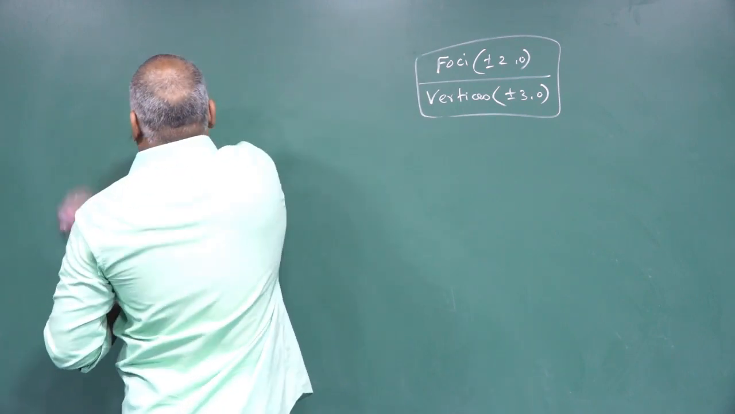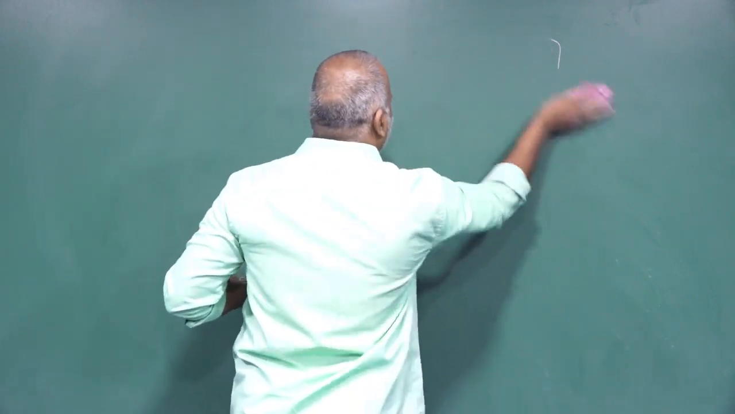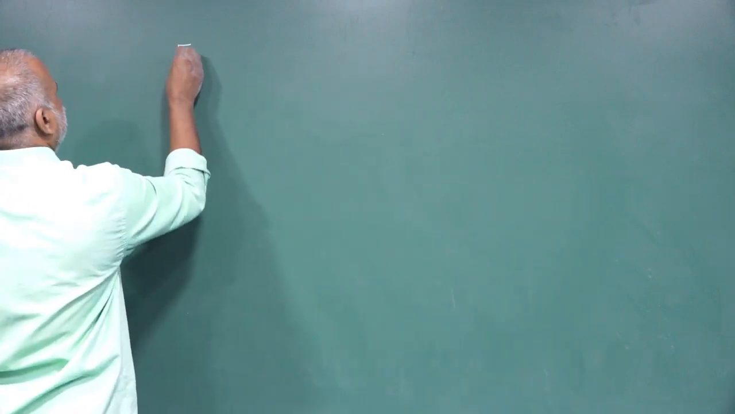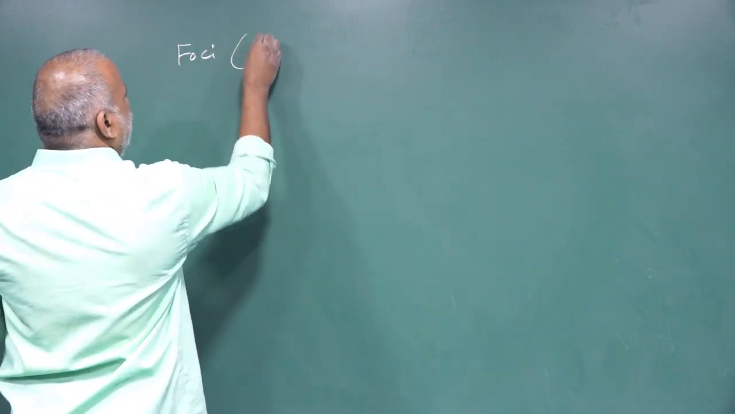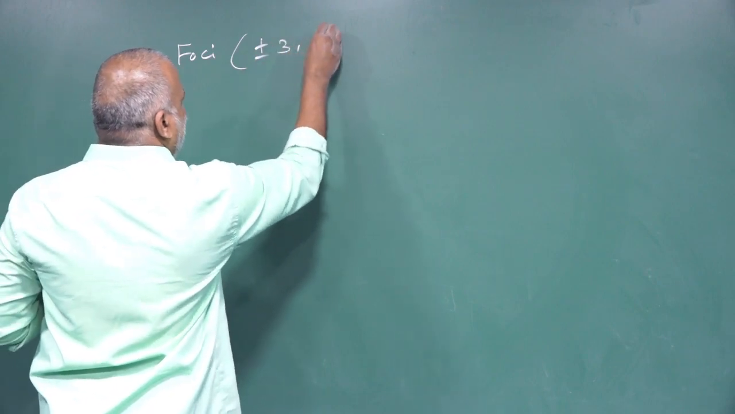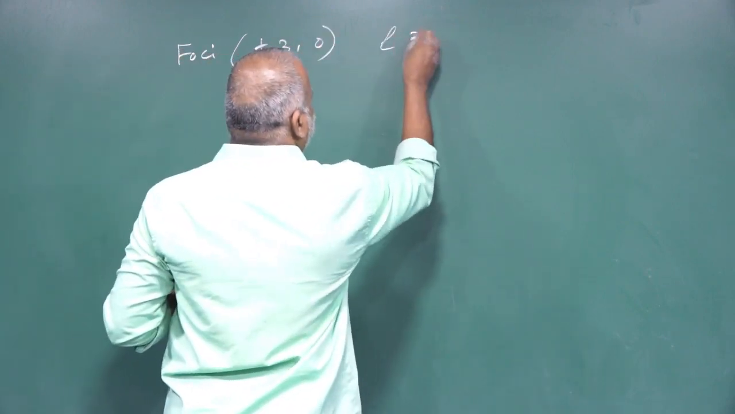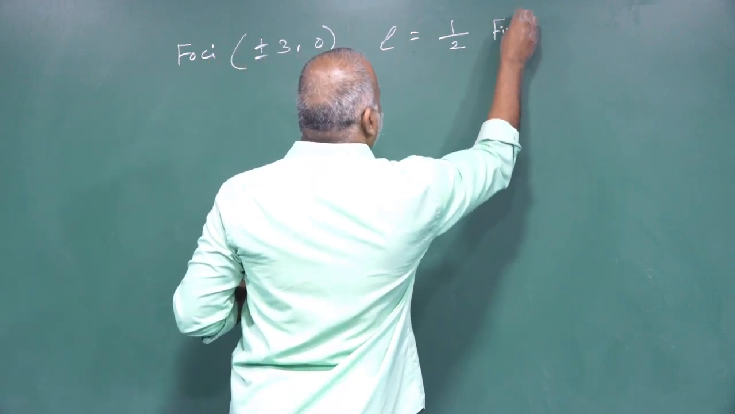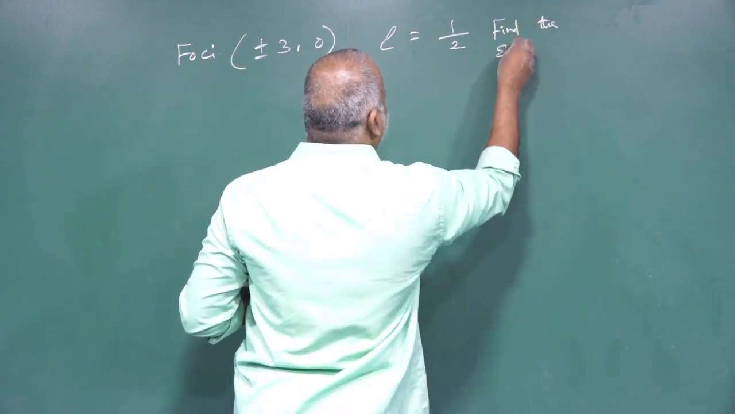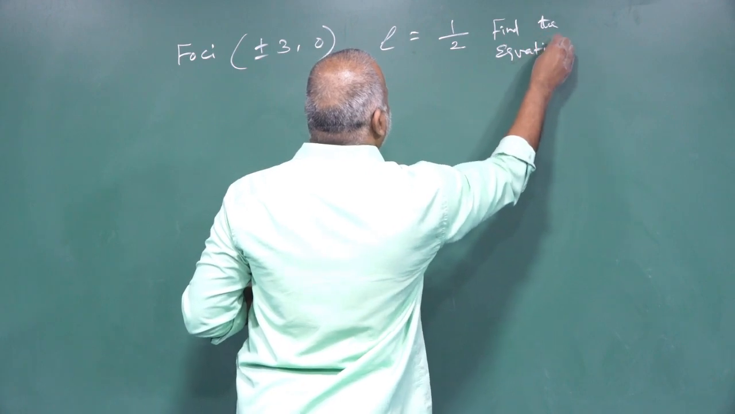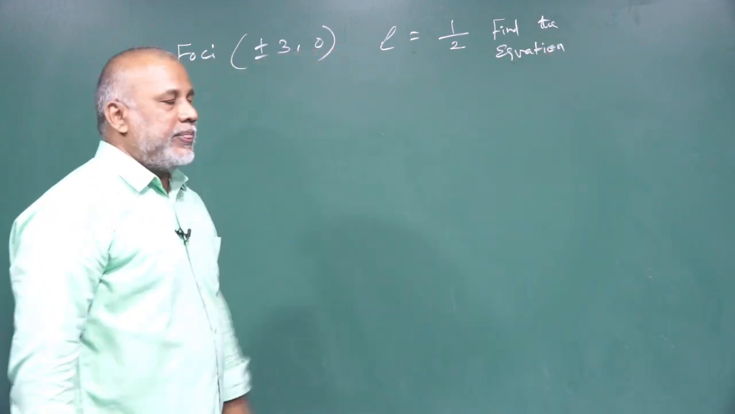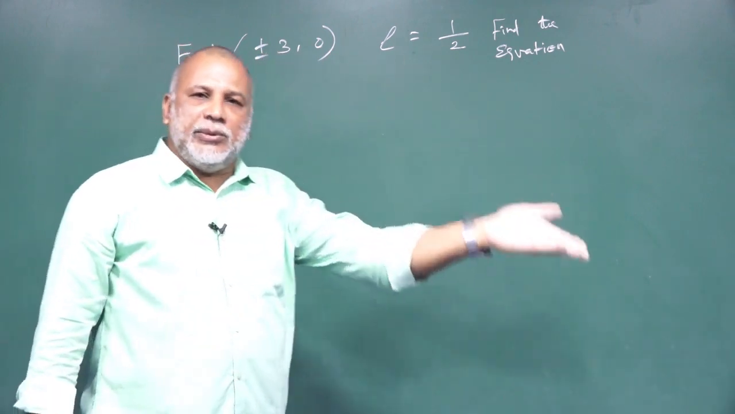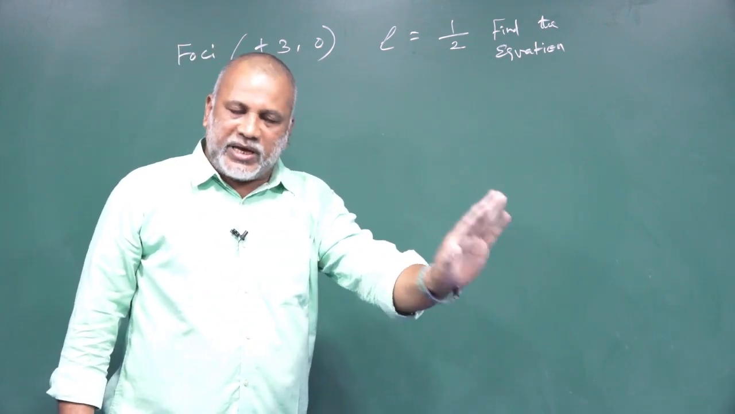In the same model, question number 2: foci plus or minus 3 comma 0, e equal to 1 by 2. Find the equation of an ellipse only. We are studying about ellipse only. So foci plus or minus 3 comma 0. In the previous question also foci are given.